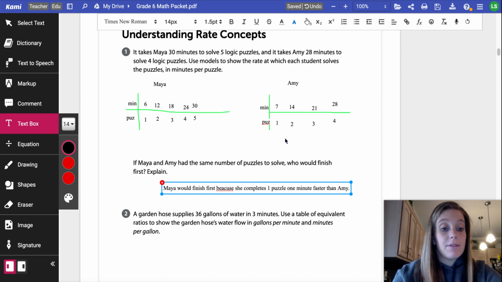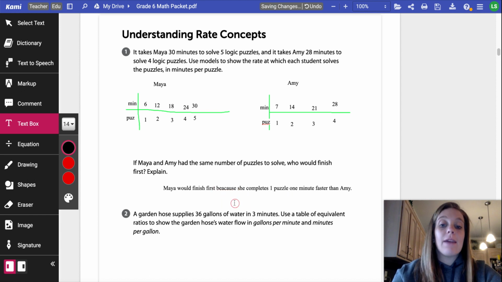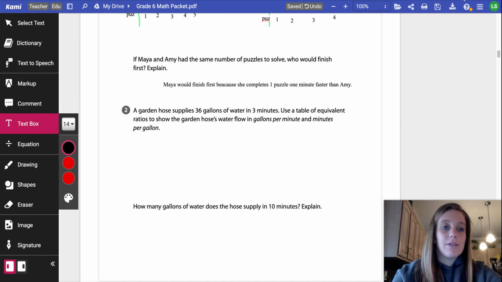So you have to be very specific and use that unit rate, because when we're comparing ratios, we want to find that common number. Okay, so now I'm going to ask you to hit pause again if you were stuck on this, and I want you to try number 2. It asks you to use a table of equivalent ratios to show the garden hose's water flow in gallons per minute and minutes per gallon. So you should still have 2. So hit pause, see how you do, and then check your answer with mine.